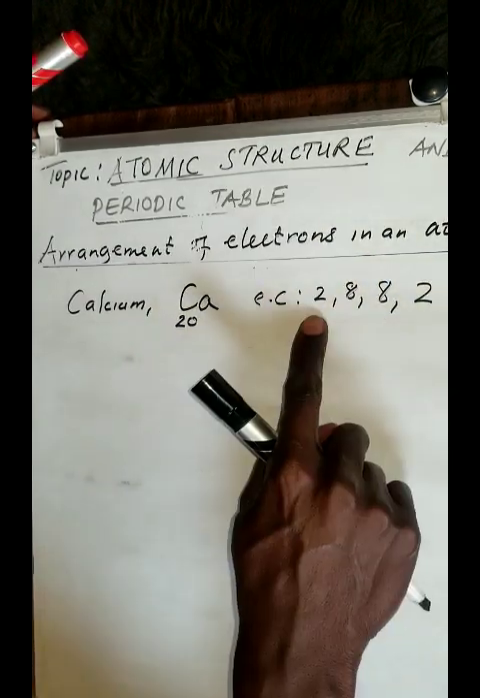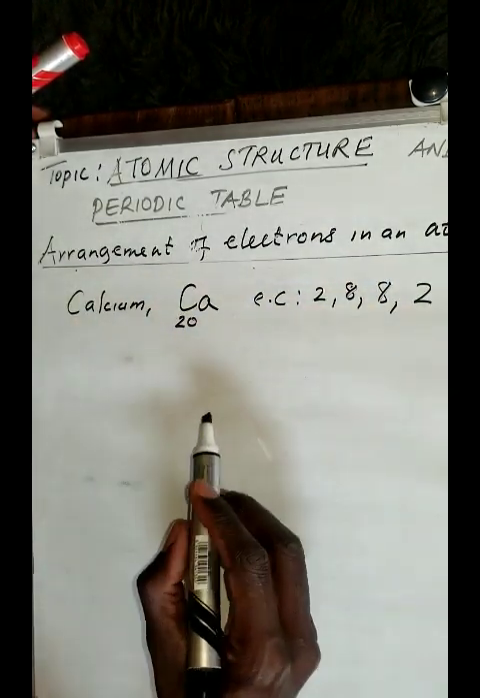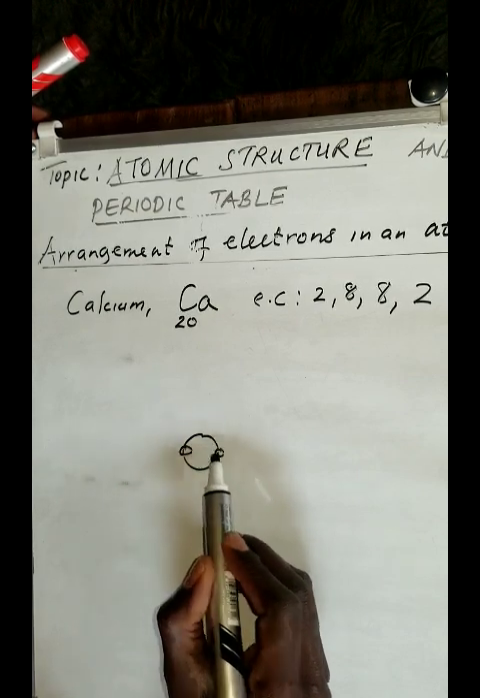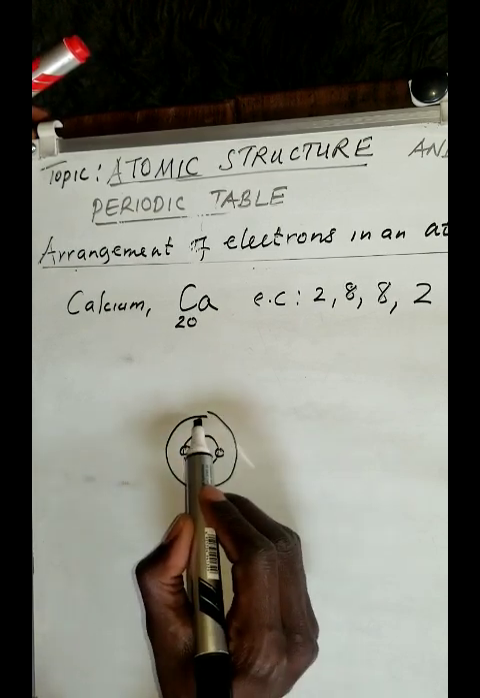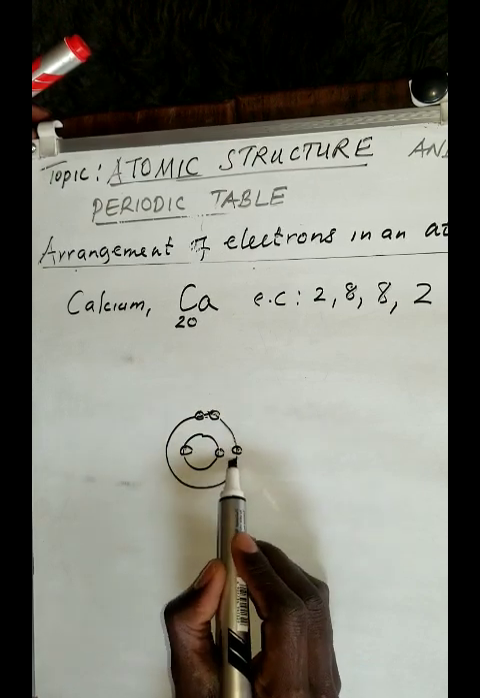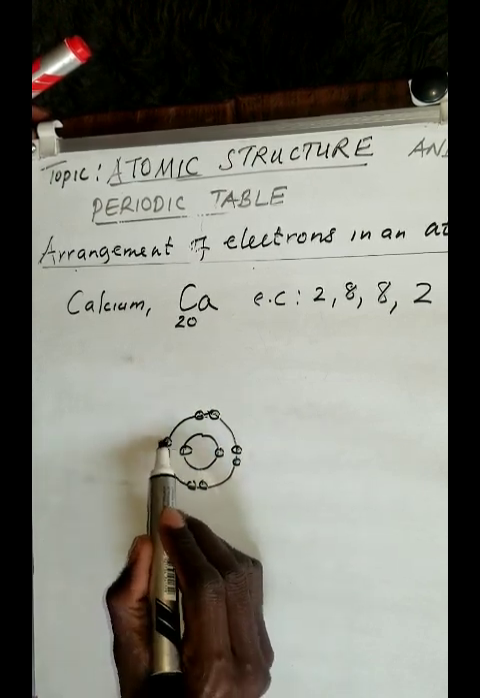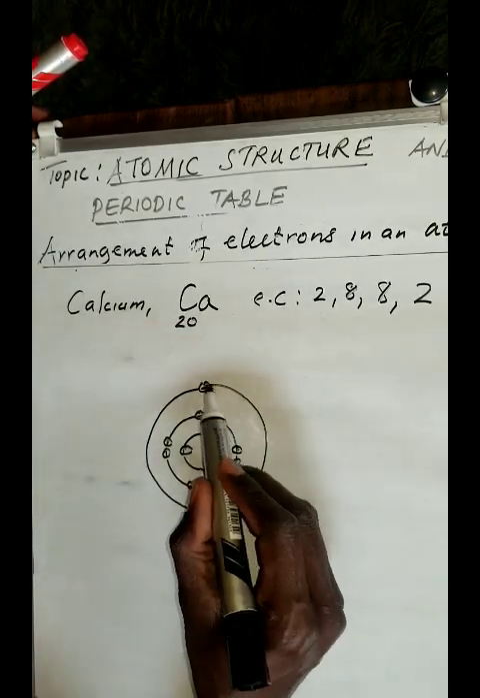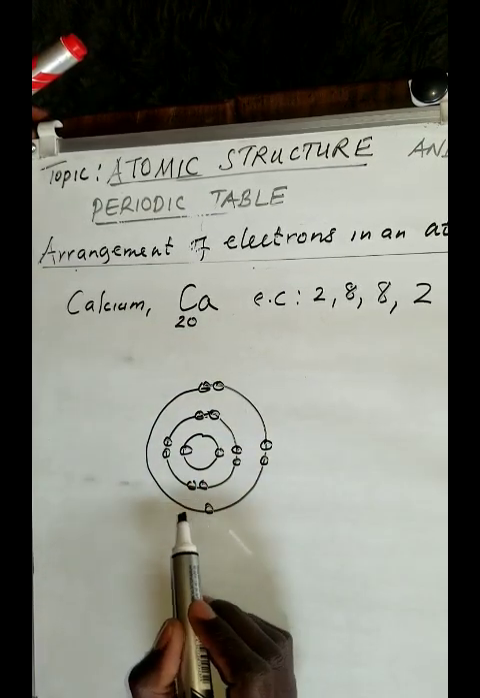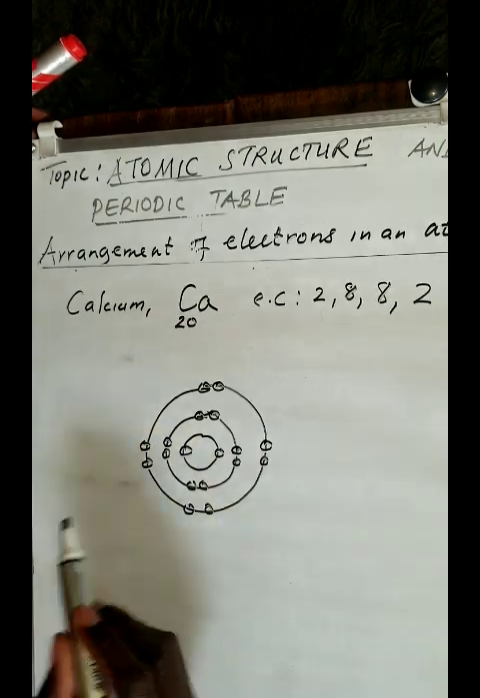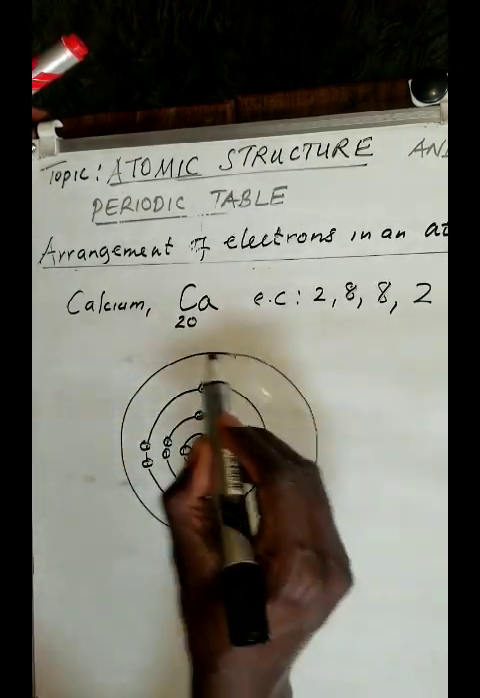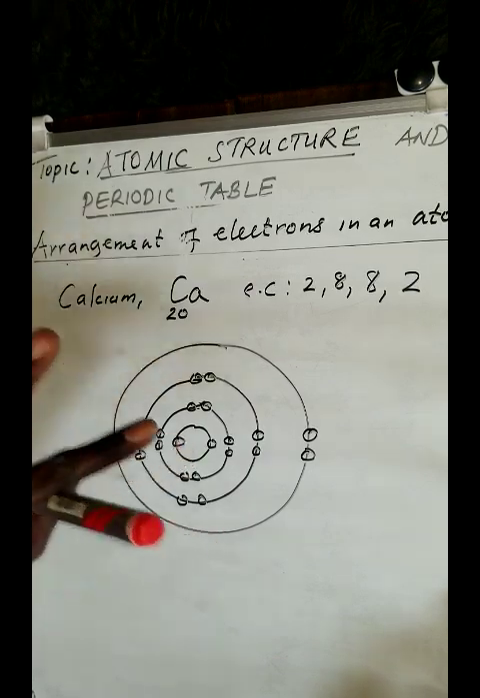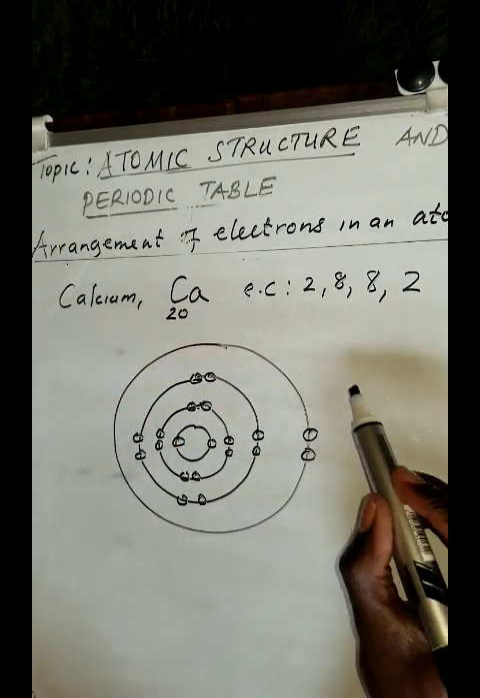So if you want, you can draw the structure of calcium by writing all those. In this case, in the first shell, you are going to have 2. In the second shell, you are going to have 8 electrons. So we just write them in an orderly manner, but in reality, that's not the way they are going to be. Again, in the third shell, I'm going to put up 8. Then in the last shell, I'm going to put up just 2 electrons there. So this is the structure for the calcium atom.